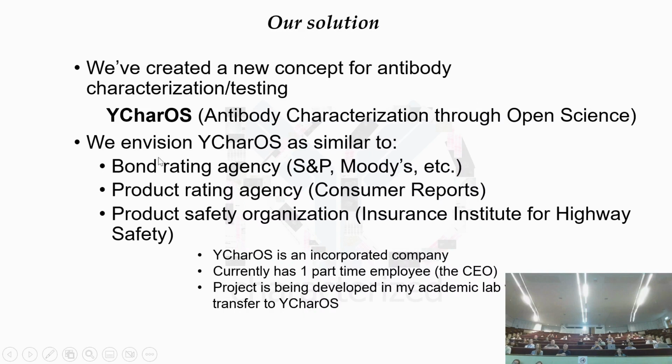So we envision YCharOS as similar to a bond rating agency, like Moody's or Standard & Poor's, or a product rating agency, Consumer Reports, or a product safety organization like highway safety, things like this, okay? YCharOS is an incorporated company, okay? Yeah, we could make some profit, I suppose. I can tell you one person who's not making any money off of YCharOS. It currently has one part-time employee, who's the CEO, Chayton Rainin. The company's incorporated in Toronto. But all of the work, 100% of the science, has been done in my academic lab at McGill University.